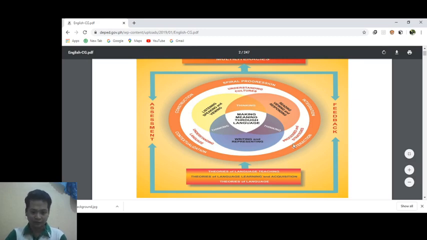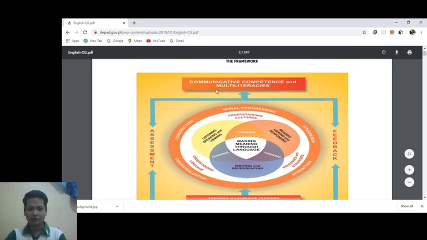And of course, the heart of that is supported by different theories of language teaching, theories of language learning and acquisition, and theories of language. So these will also be studied in our subject, right? Because these are the basis of this one, all right? In order to achieve communicative competence and multiliteracies.